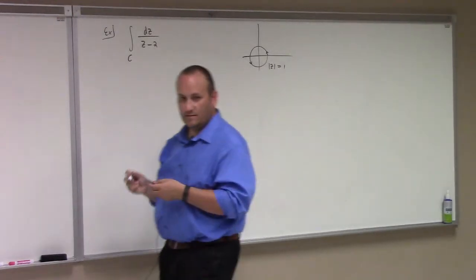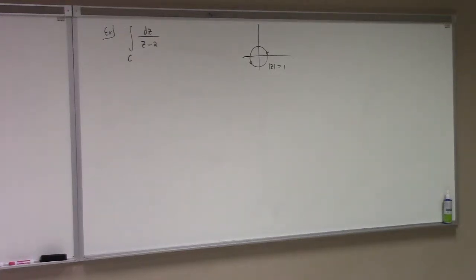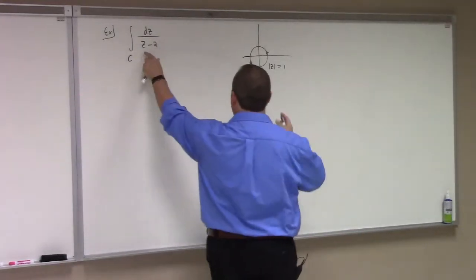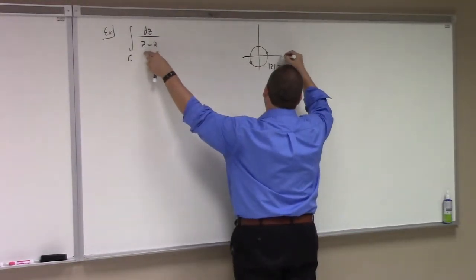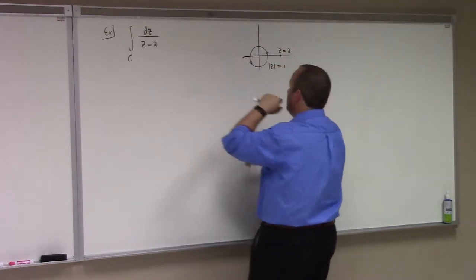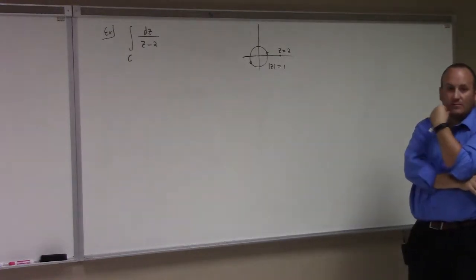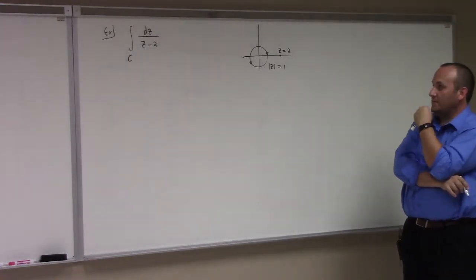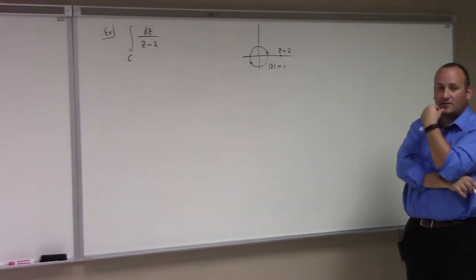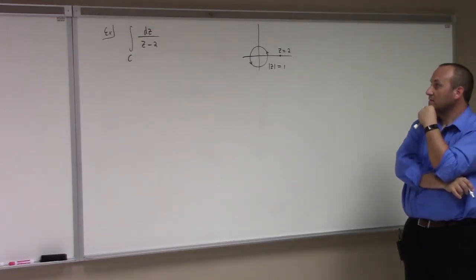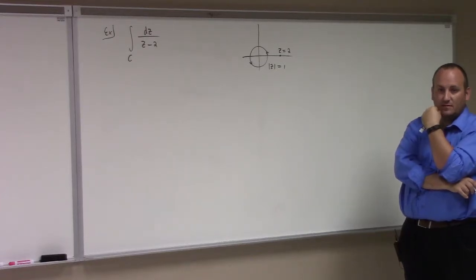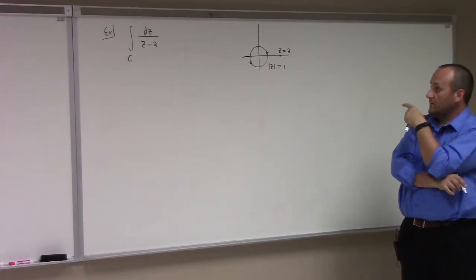This function, where is it troubling? It's got trouble over here. z equals 2 gives me a divergence. If you think about plugging in z from the unit circle into z minus 2, we don't get division by 0, do we? Can you tell me a primitive? I mean, can you tell me an antiderivative for 1 over z minus 2 for the unit circle?